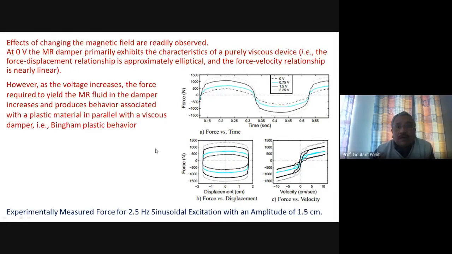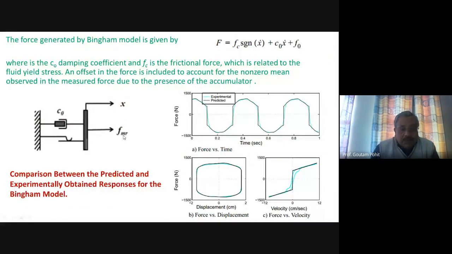Now if I want to model it, how to model it? Since it's showing the Bingham plastic behavior, what they have done is they use this kind of model to represent that one, and the force generated by the Bingham plastic model is given by this equation. From here actually you can get this equation. Now where C0 is the damping coefficient, Fc is the frictional force which is related to the fluid yield stress, and an offset in the force is included to account for the non-zero mean observed in the measured force due to the presence of the accumulator.